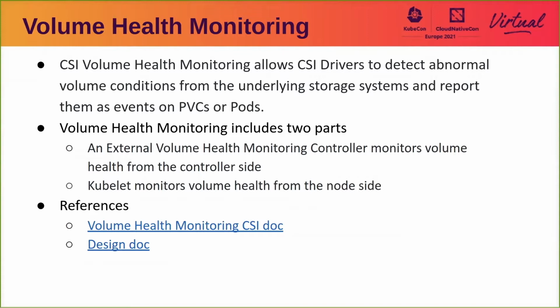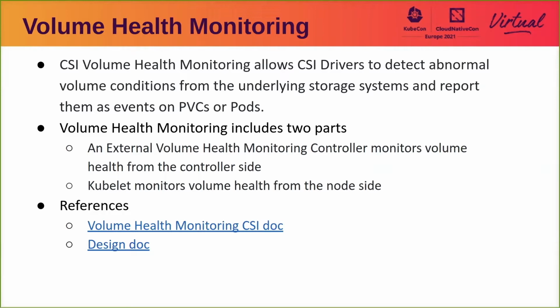Thanks, Yang. First, I'm going to talk about this new alpha feature, Volume Health Monitoring. Without Volume Health Monitoring, Kubernetes has no knowledge of what happened to the underlying volumes on the storage system after a PVC is provisioned and used by a pod. With this feature, the CSI driver can communicate with the storage system and find out what happens to the volumes and communicate back to Kubernetes. So Kubernetes can report events on PVCs or pods if volume conditions become abnormal.